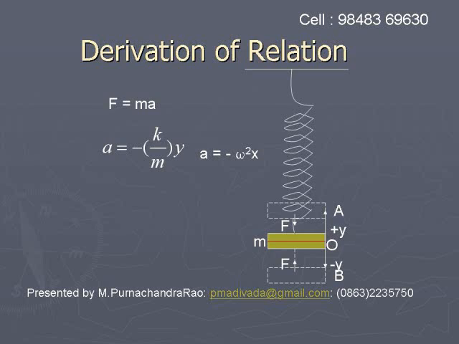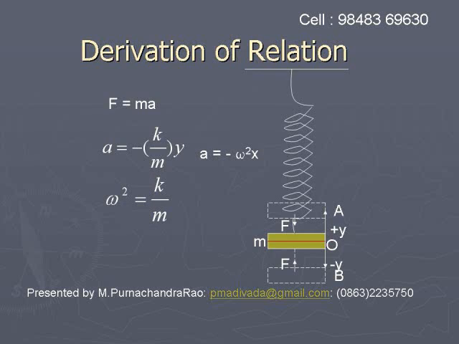F is equal to MA, and MA is equal to minus KY. Hence, A is equal to minus of K by M into Y.